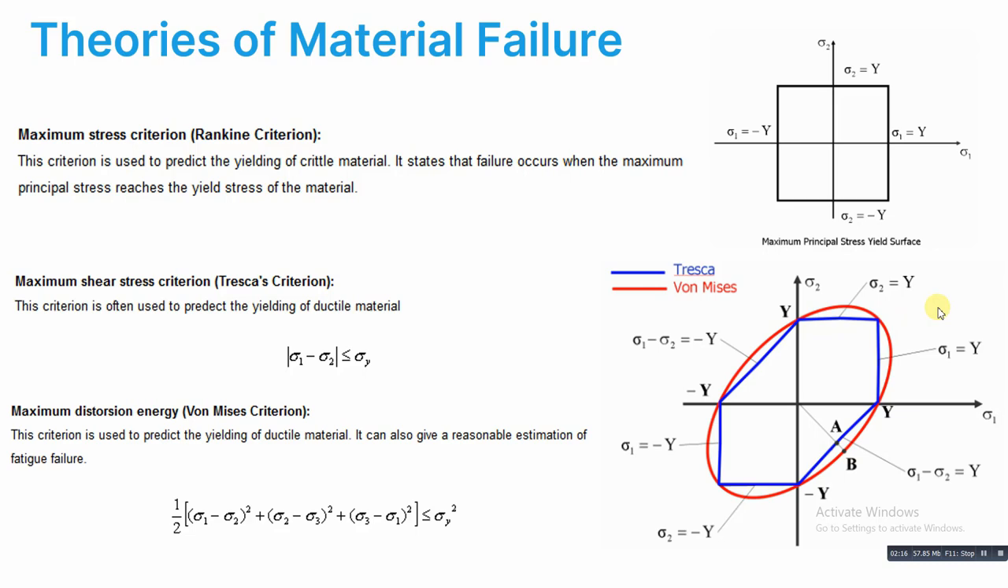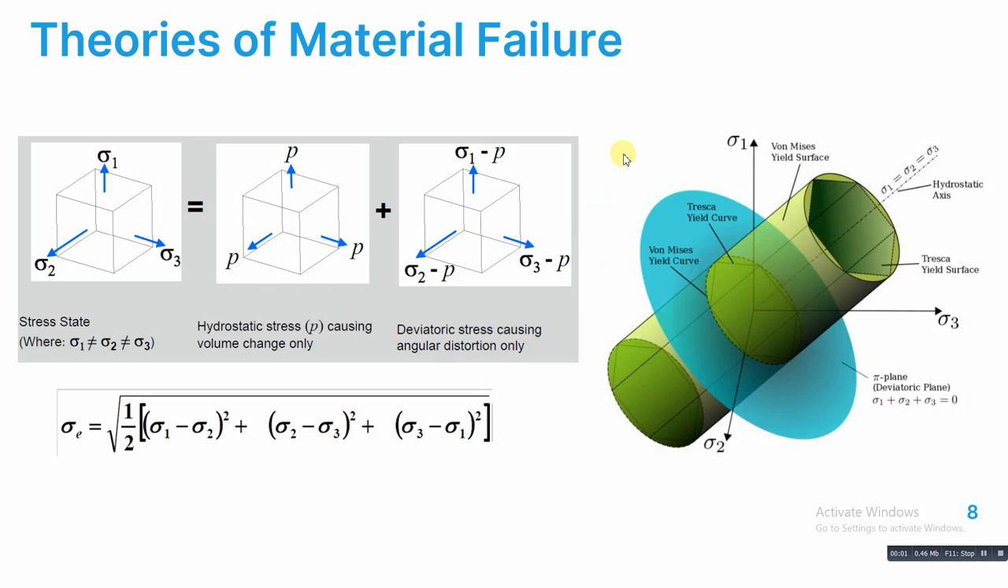Okay, this is another presentation of how the Tresca and von Mises yielding criteria work. This is a 3D plot of sigma 1, sigma 2, sigma 3, which are the normal stress components. This line presents the case of sigma 1 equals sigma 2 equals sigma 3, the case where all the normal stresses are equal. This case is called the hydrostatic axis.